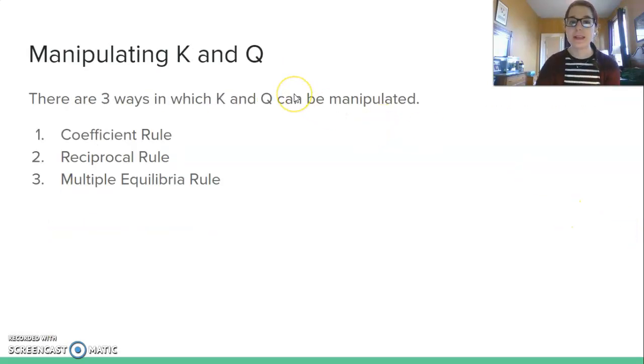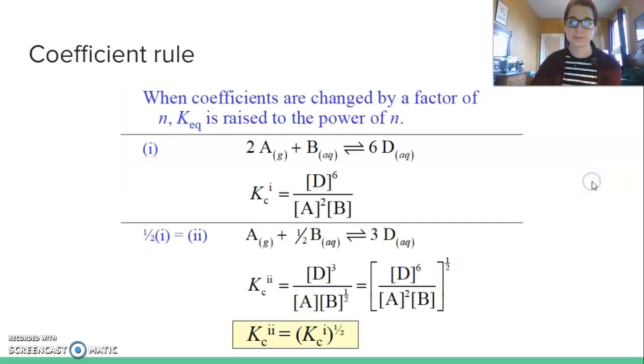We can manipulate K and Q values. So again, K describes equilibrium. Q can be pretty much any point in the reaction, including equilibrium. So there are 3 ways that we can manipulate these values. Those are the coefficient rule, the reciprocal rule, and multiple equilibria rule. So first we'll talk about the coefficient rule.